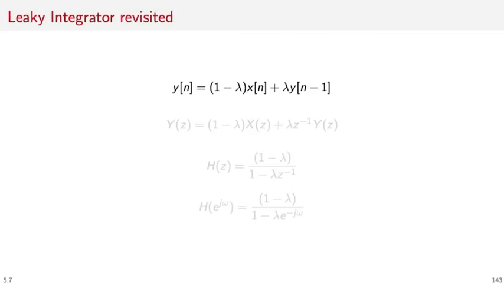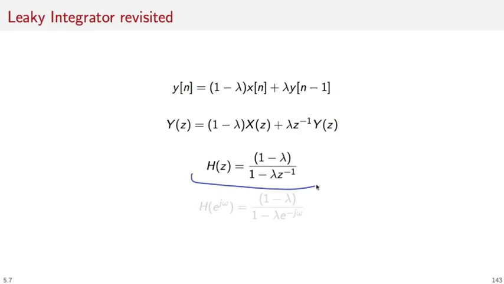To appreciate the power of the z-transform formalism, let's revisit the leaky integrator and derive its frequency response in a few easy steps. From the CCDE of the leaky integrator, which we remember very well, it's very easy to derive the z-transform. We take z-transforms left and right, then we rearrange terms, and we find out that the transfer function of the system, H(z), is simply (1 minus lambda) divided by (1 minus lambda z to the minus 1).